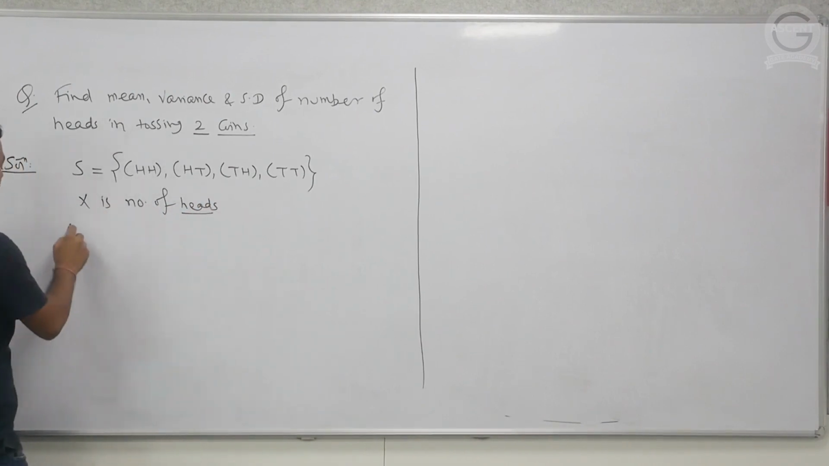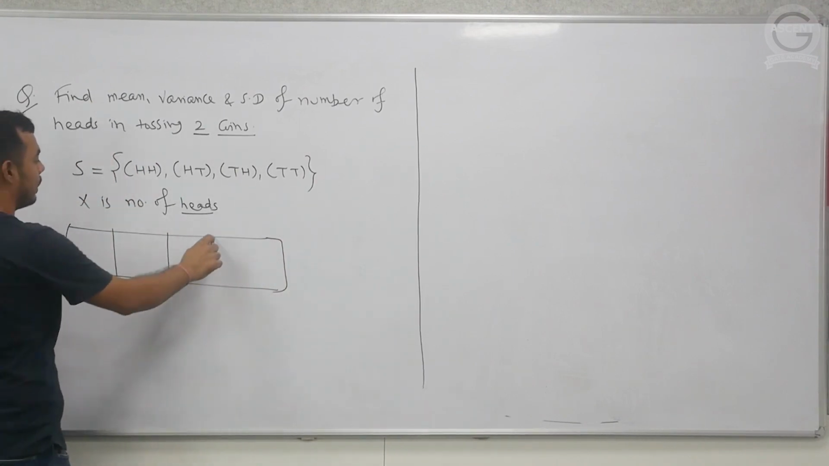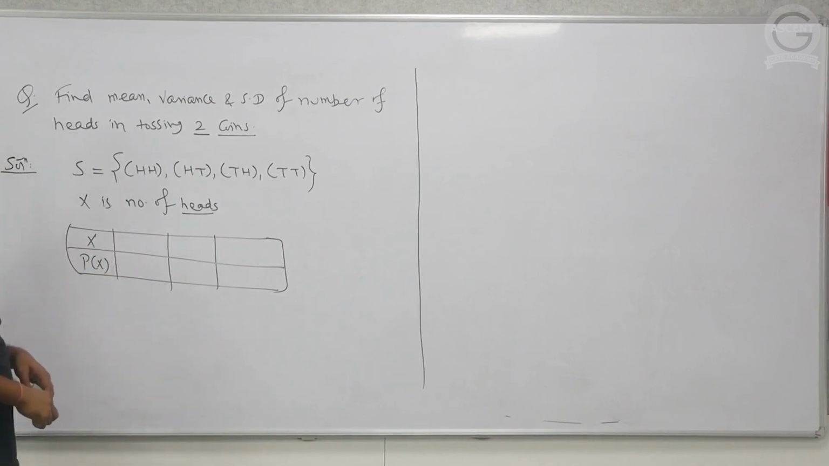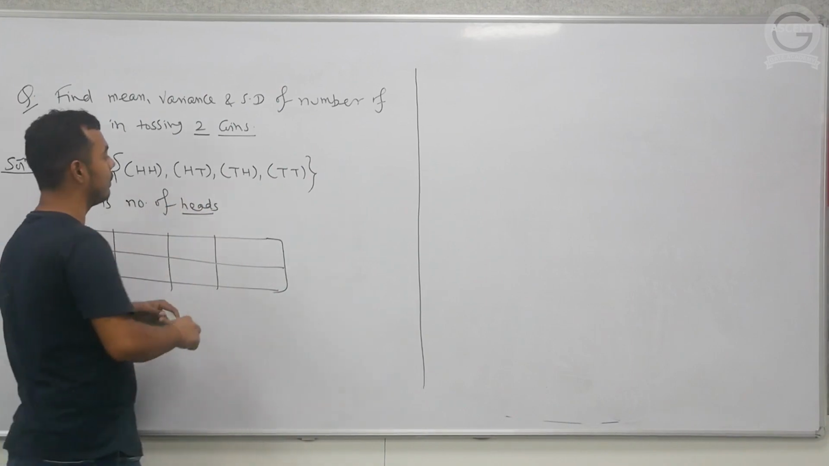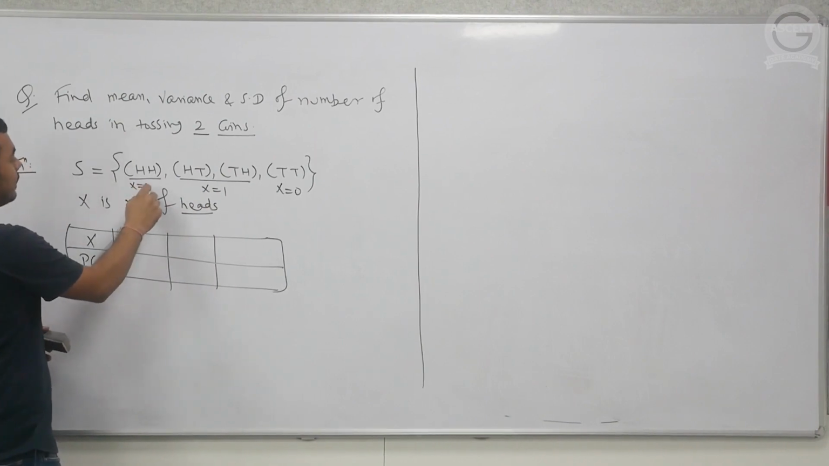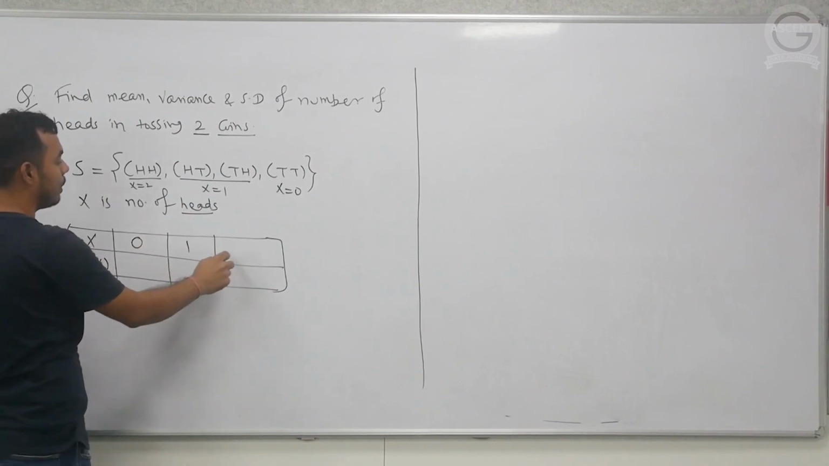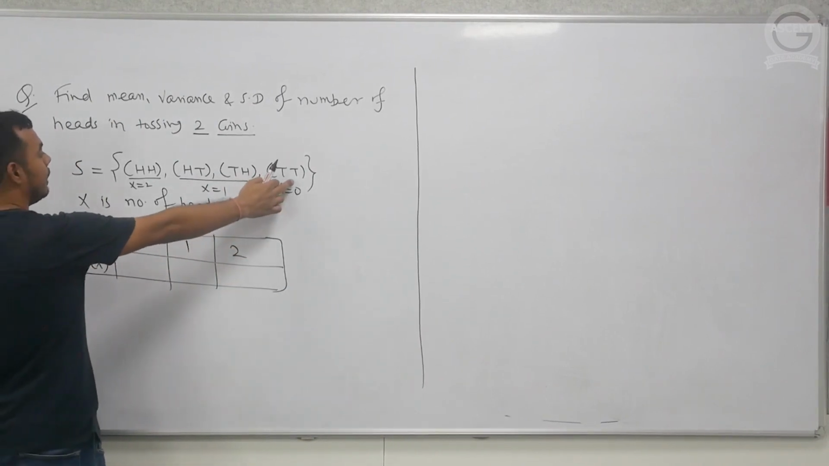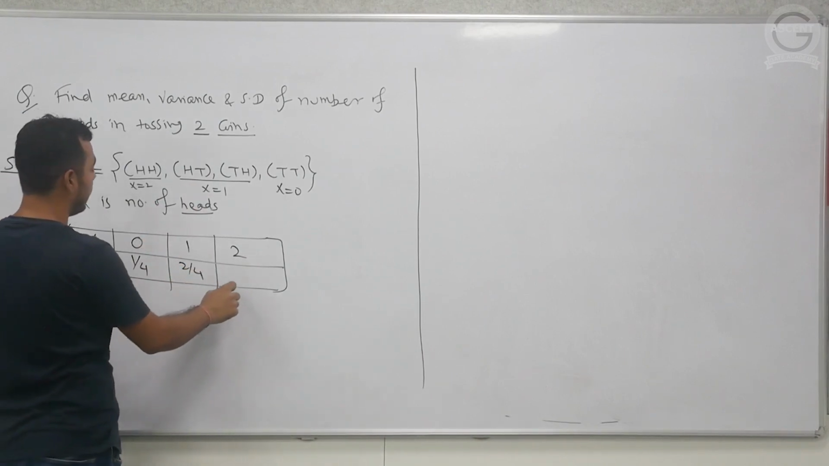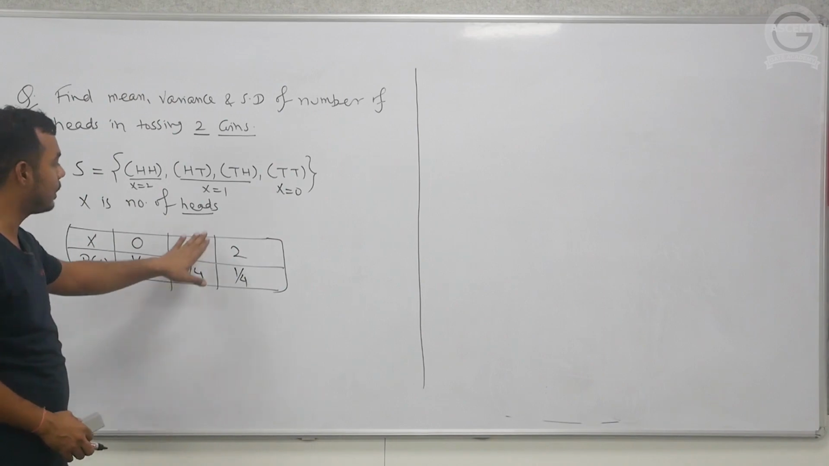So the probability distribution table will be, there are three possible values of x. X is either 0 or 1 or 2. So first I am going to write x, and then I will write the corresponding probability. So the value of x will be 0 if we are getting two tails. For these two outcomes, the value of x will be 1, and if we are getting two heads, then the value of x will be 2. So the possible values of x are 0, 1 and 2, and their corresponding probabilities will be, x is 0 with probability 1 by 4, x is 1 with probability 2 by 4, and x is 2 with probability 1 by 4. So this will be the probability distribution table for number of heads in tossing two coins.